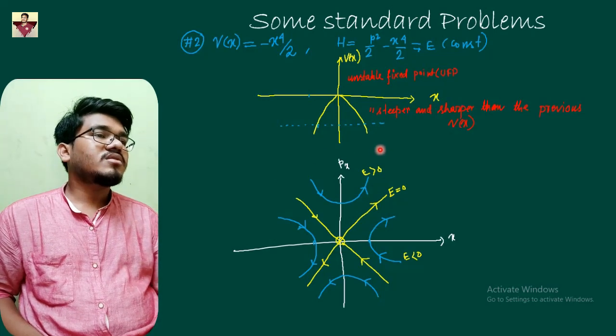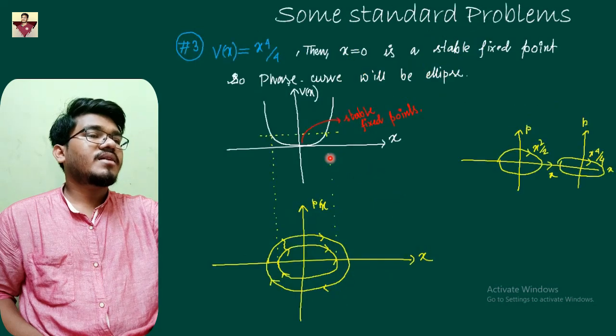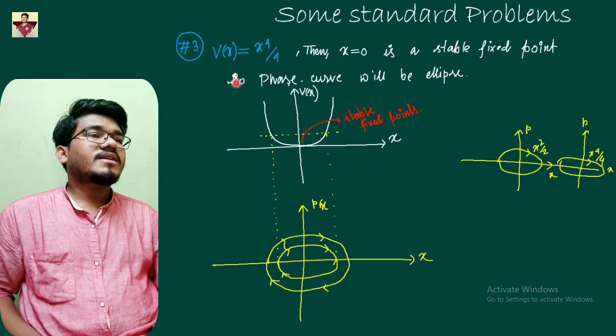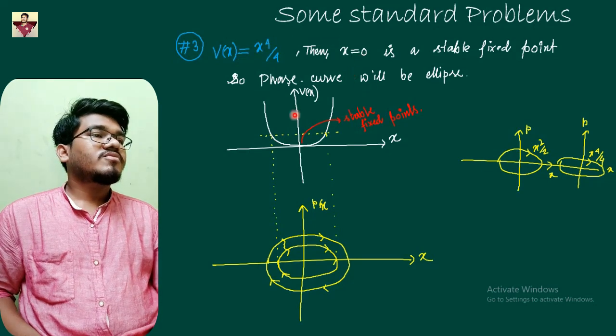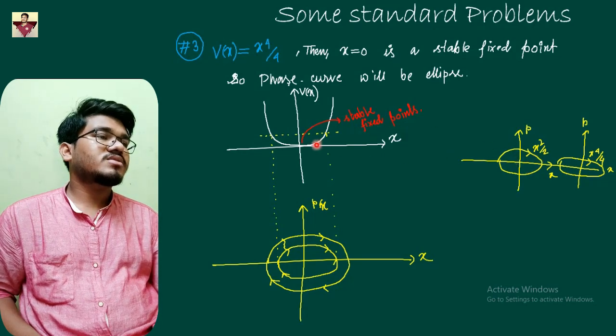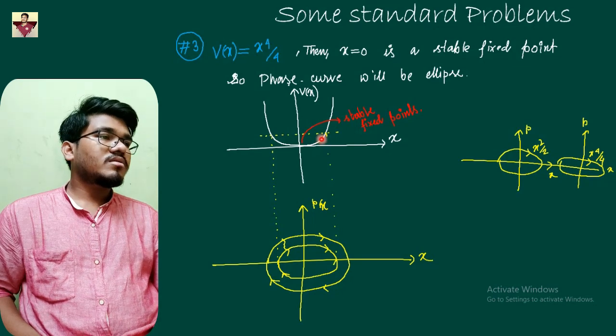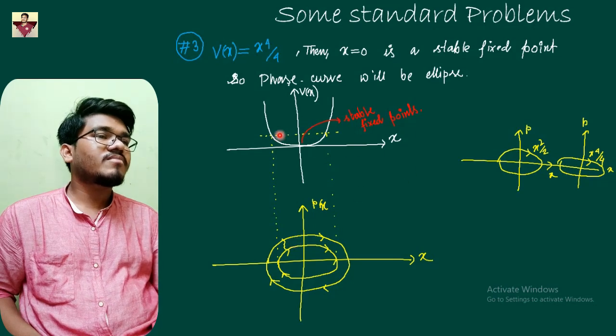Okay, so slowly I am going deeper into some more difficult potentials. Now let us look at this potential. This is V(x) equal to x to the power 4. Here the potential curve looks like this. This curve will be somewhere between x square by 2 and x square, so the ellipse will be much flatter than the previous case of x square by 2.